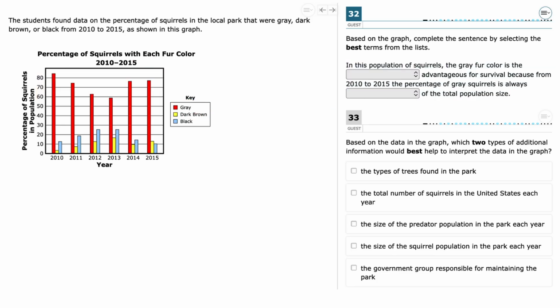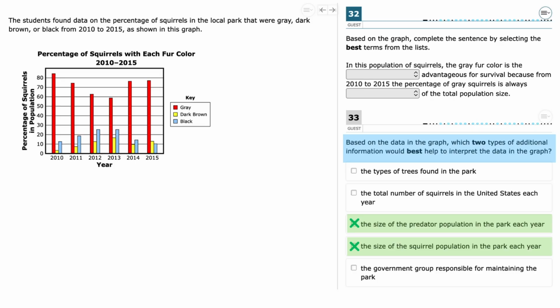Question 33. Based on the data in the graph, which two types of additional information would best help to interpret the data in the graph? Correct answers: the size of the predator population in the park each year, and the size of the squirrel population in the park each year. Explanation.